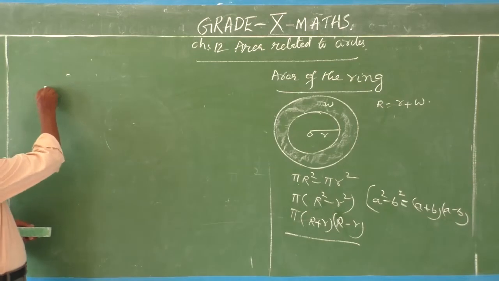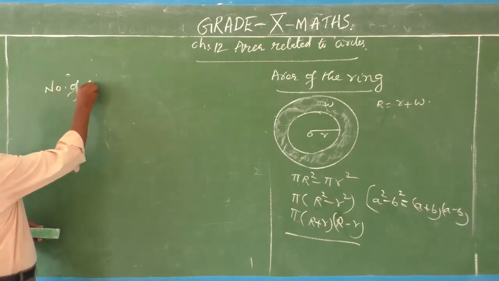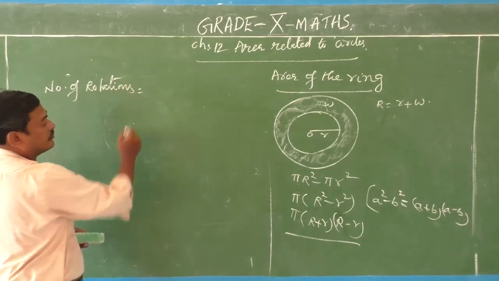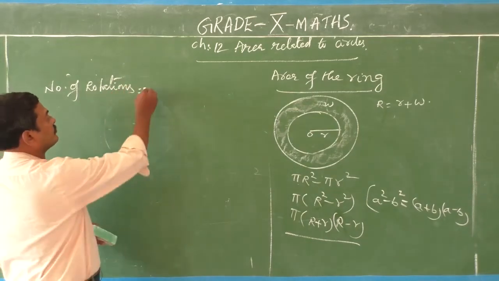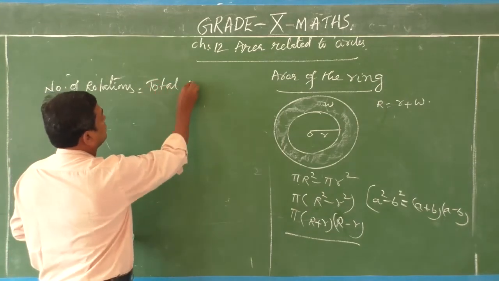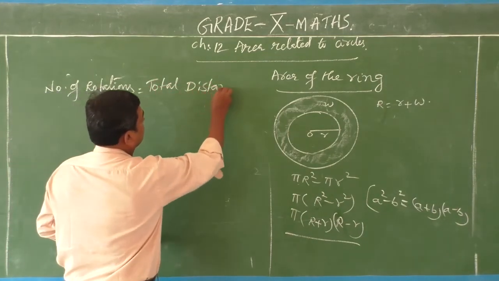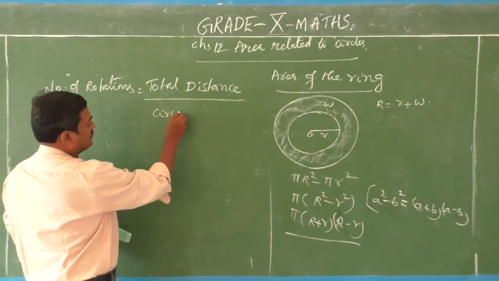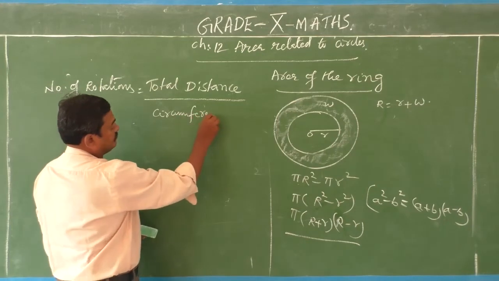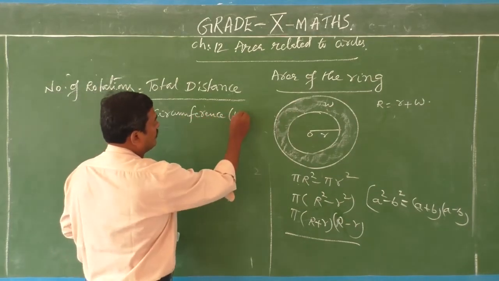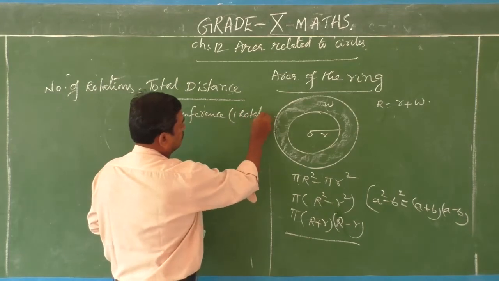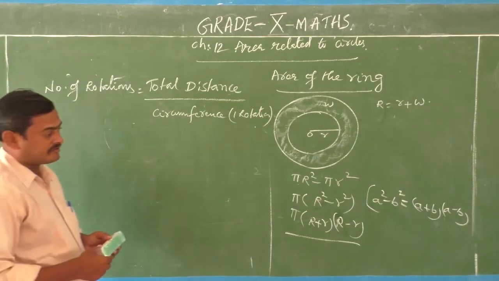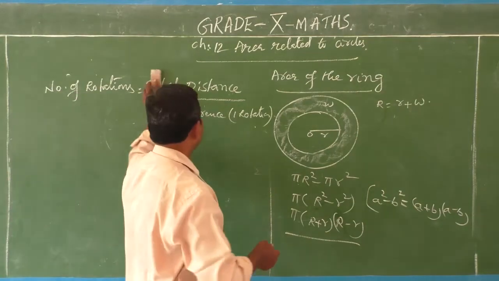Now, here is another formula. Number of rotations equals total distance traveled divided by circumference. One circumference is nothing but one rotation. By using this formula, we are going to find the number of rotations.